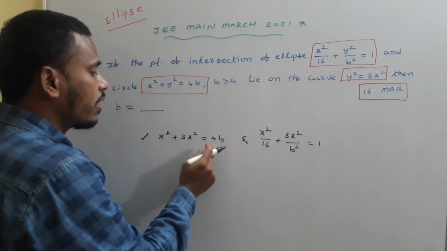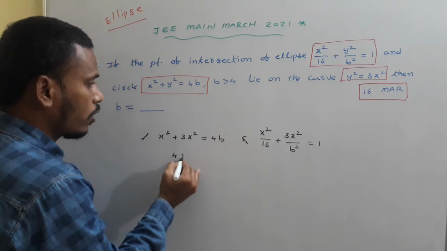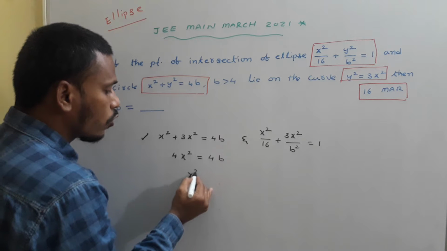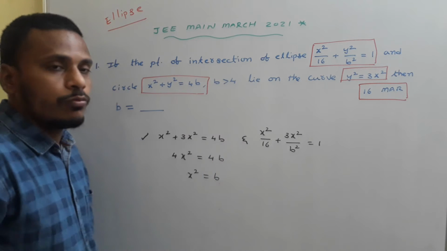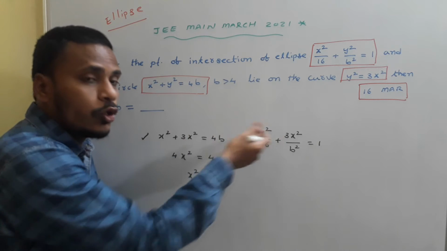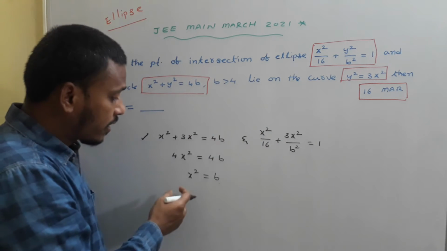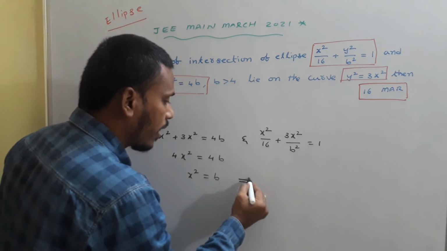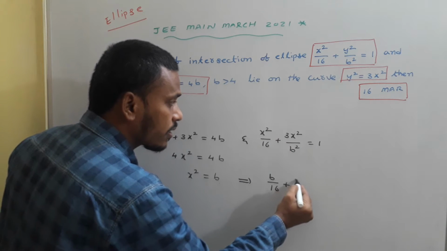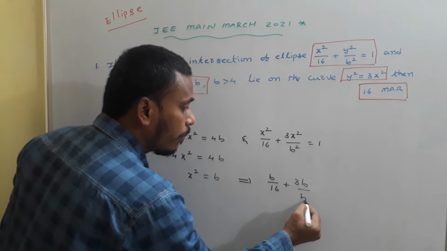x square plus 3x square is equals to 4b. So from there, 4x square is equals to 4b. So clearly x square is equals to b. After having x square is equals to b, we need to use it in the ellipse form. X square is b, so if you use it, b by 16 plus 3b by b square is equals to 1.